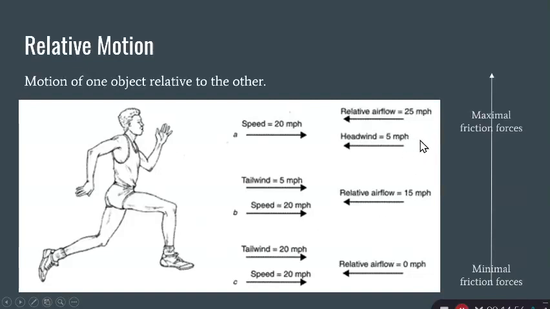So the more that air flows in the opposite direction of what we're trying to move, and the more that we run into that air, that's going to create a lot more friction. So the more headwind we're trying to run into, and the faster we're trying to run, that's going to create a lot more friction forces. Versus the slower we move and the less headwind we're going into, we're going to have a lot less friction forces.